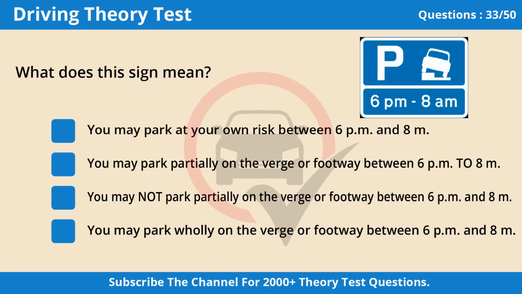Question 33. What does this sign mean? A. You may park at your own risk between 6 p.m. and 8 a.m. B. You may park partially on the verge or footway between 6 p.m. and 8 a.m. C. You may not park partially on the verge or footway between 6 p.m. and 8 a.m. D. You may park wholly on the verge or footway between 6 p.m. and 8 a.m.